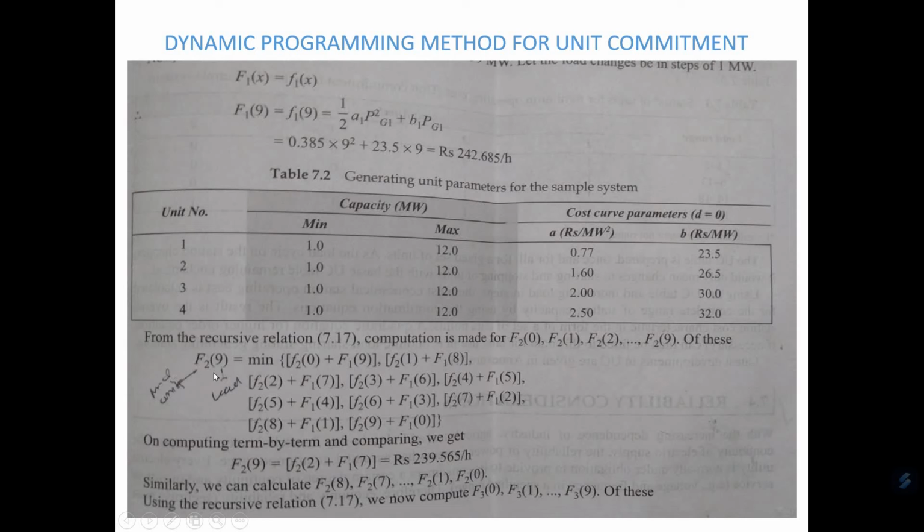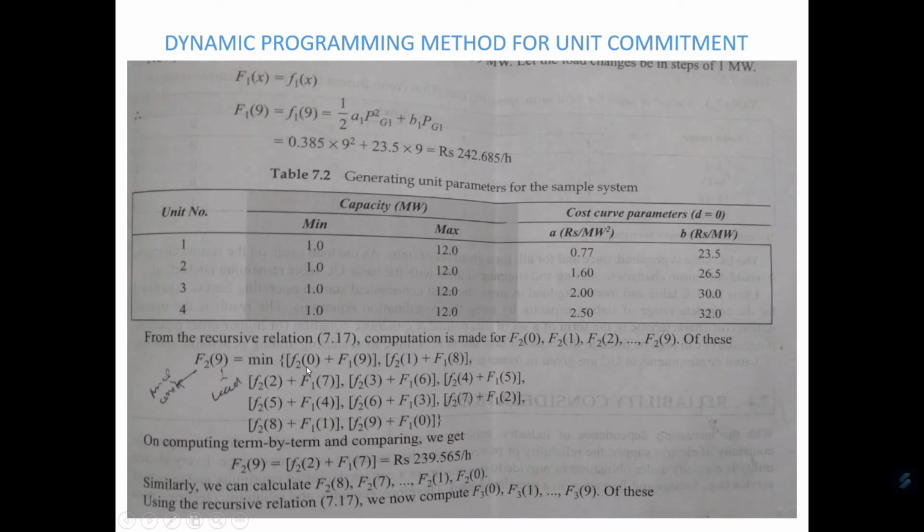Now, what is the meaning? How can we calculate the F2 of 9? That is, which generators will be selected and what will be the minimum cost? So, for generating 9 megawatt of power by the 2 units, here 2 is nothing but the number of units, it is calculated as the minimum of what will be the combination. Suppose we have to generate the power by the 2 units, what will be the combination?